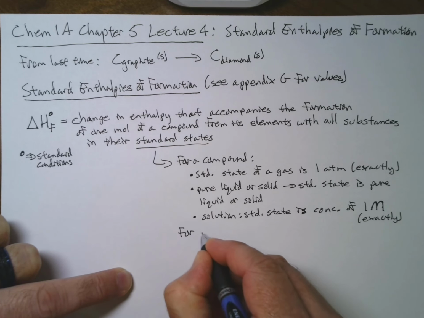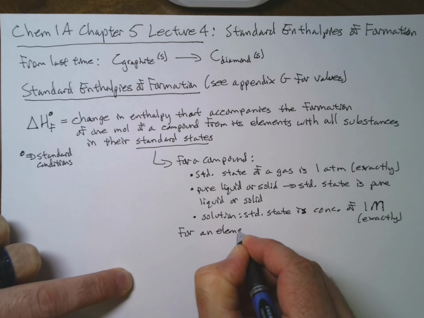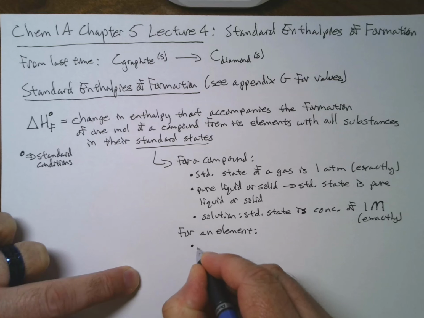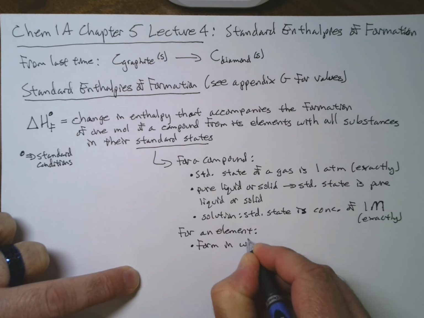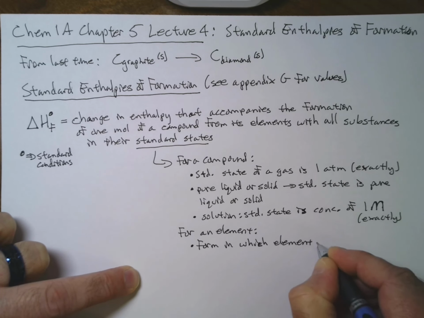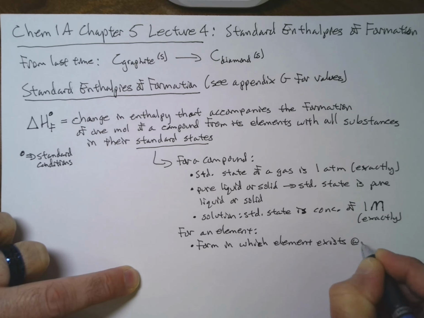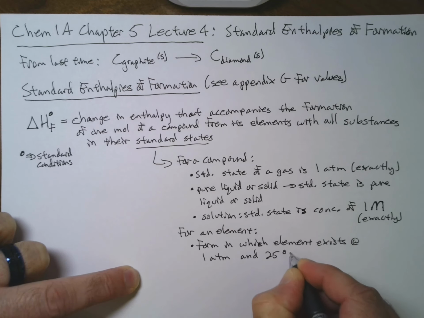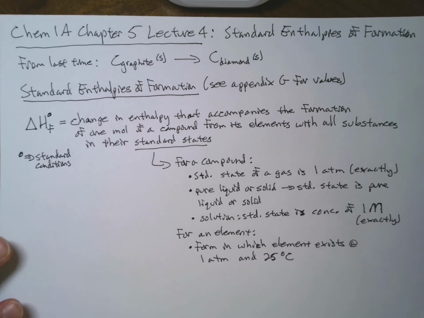And then for an element, the standard state is the form in which the element exists under conditions of 1 atmosphere and 25 degrees Celsius. And these are also exact numbers.